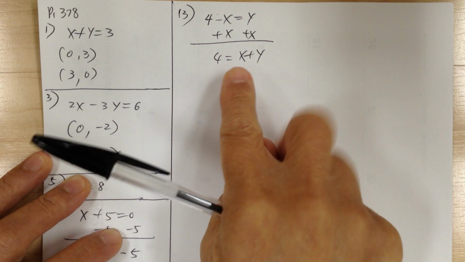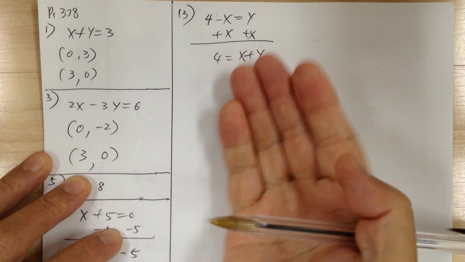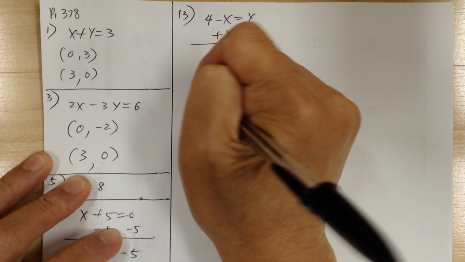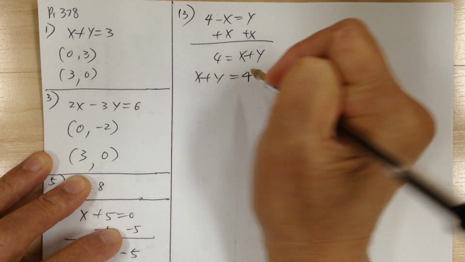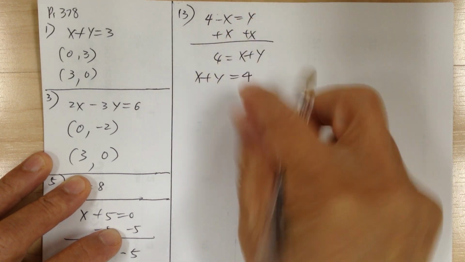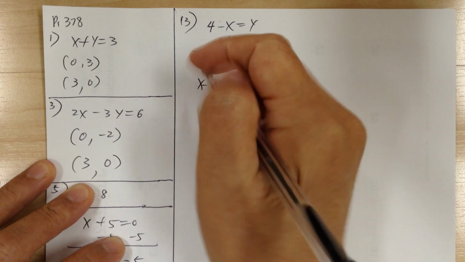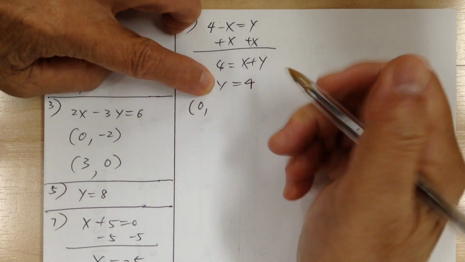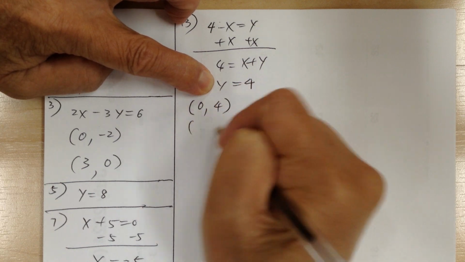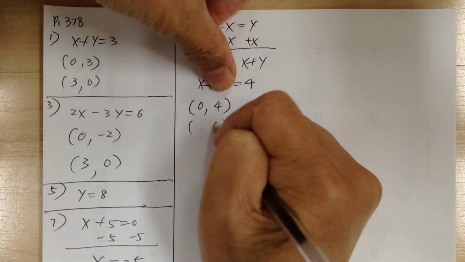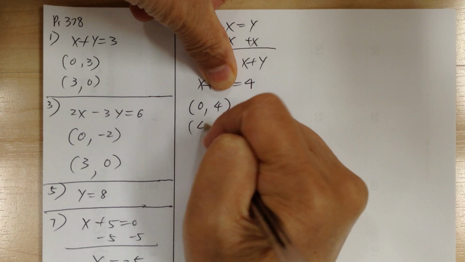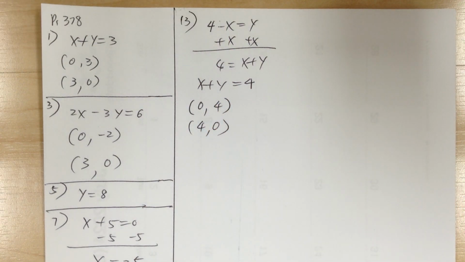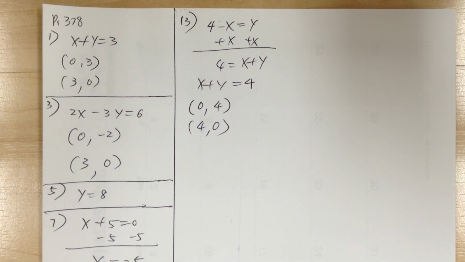But this looks kind of awkward, so I'm going to flip it over, use a mirror image. So I've got x plus y equal to 4. Now it becomes this kind of problem. Set x equal to 0, so this term is gone and y will equal 4. And I'm going to set y equal to 0, so x will equal 4. After that, let's go ahead and graph this one.